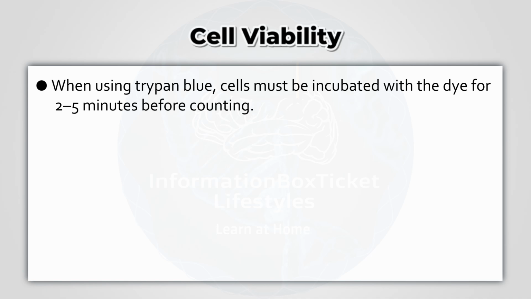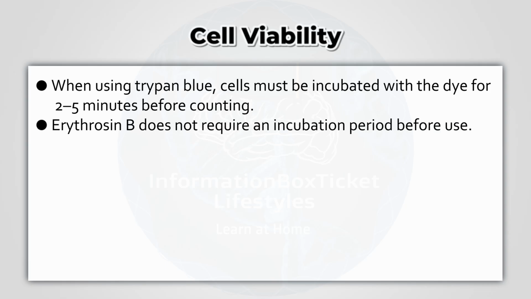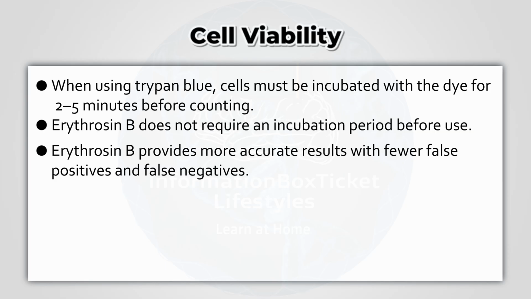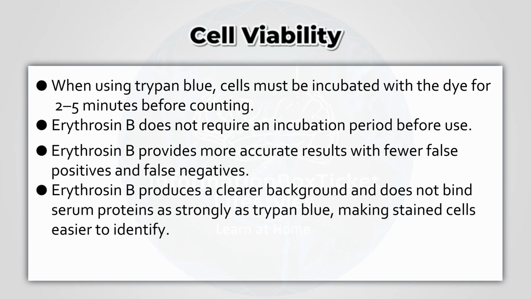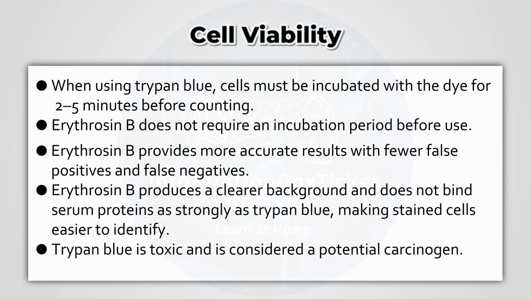When using trypan blue, cells must be incubated with the dye for 2 to 5 minutes before counting. Erythrosin B does not require an incubation period before use. Erythrosin B provides more accurate results with fewer false positives and false negatives. Erythrosin B produces a clearer background and does not bind serum proteins as strongly as trypan blue, making stained cells easier to identify. Trypan blue is toxic and is considered a potential carcinogen.